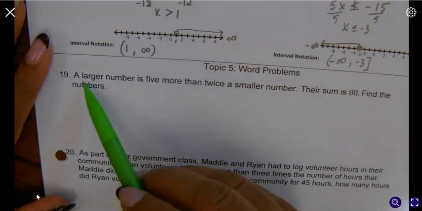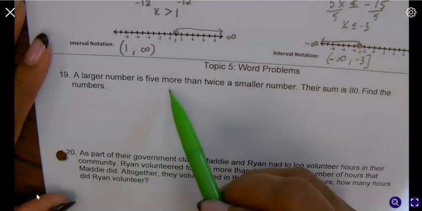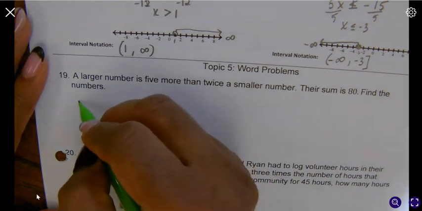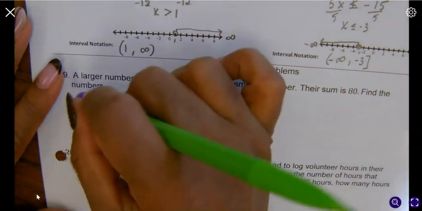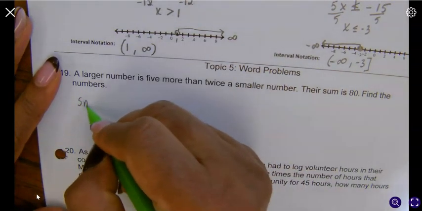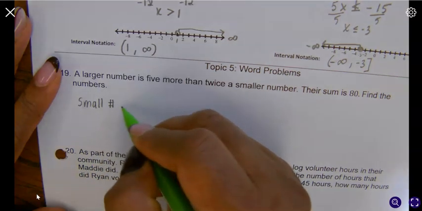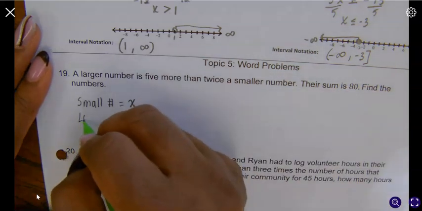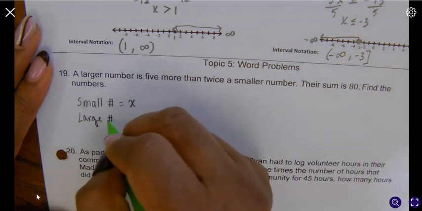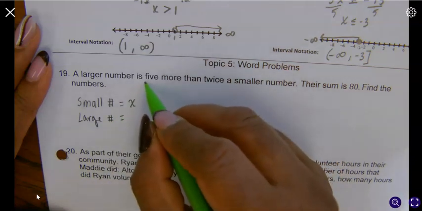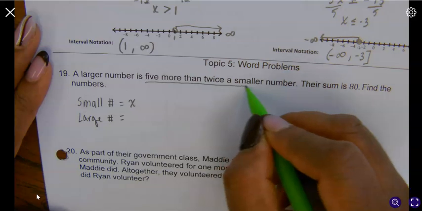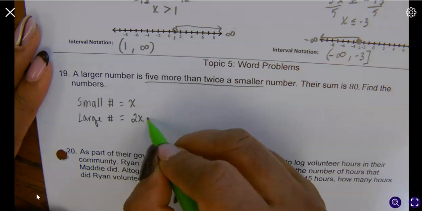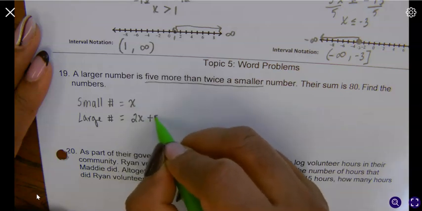Alright, so let's see what it says here. A large number is 5 more than twice a small number. So I have two numbers here. So I have a small number, I'm going to let that be equal to x because I don't know what the small number is. And then the large number, I know a little bit about the large number. The large number is 5 more than twice the small number, so 2 times the small number, and then 5 more.